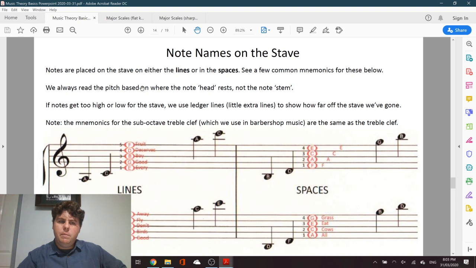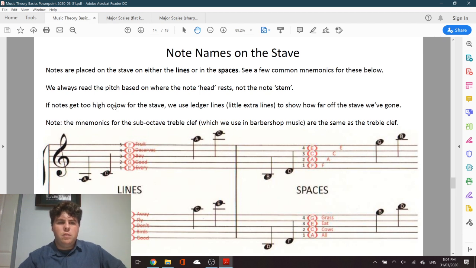Now this is important. I had a student once that was a bit confused about what part of the note you look at to find its pitch. He was looking at the end of the stem, which I'd never encountered before, but that's a mistake you can make, so I thought I'd better clarify. We always read the pitch based on where the note head rests, not the note stem. These red ones, semibreves, don't have stems, so it's more obvious with those, but with these crotchets, you look at where the head is, the round black part of the note, not where the stem is pointing to.